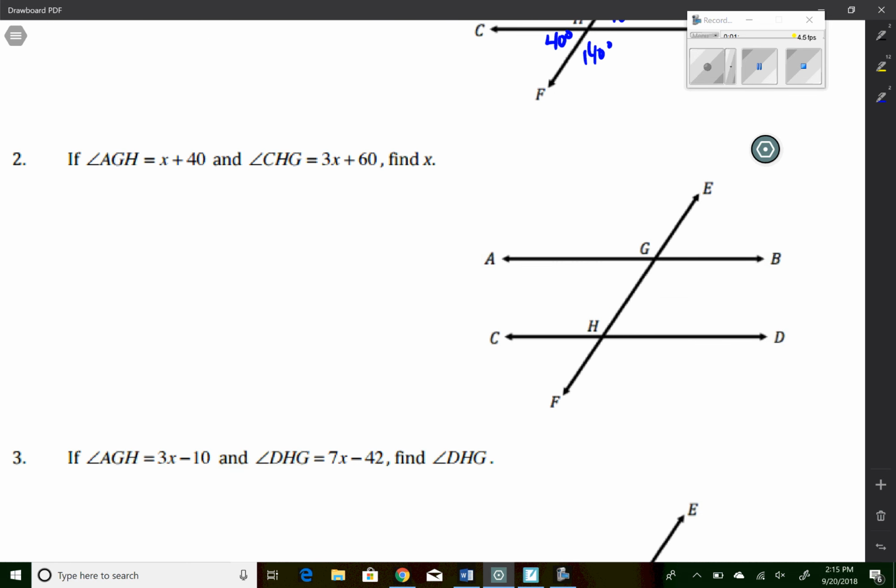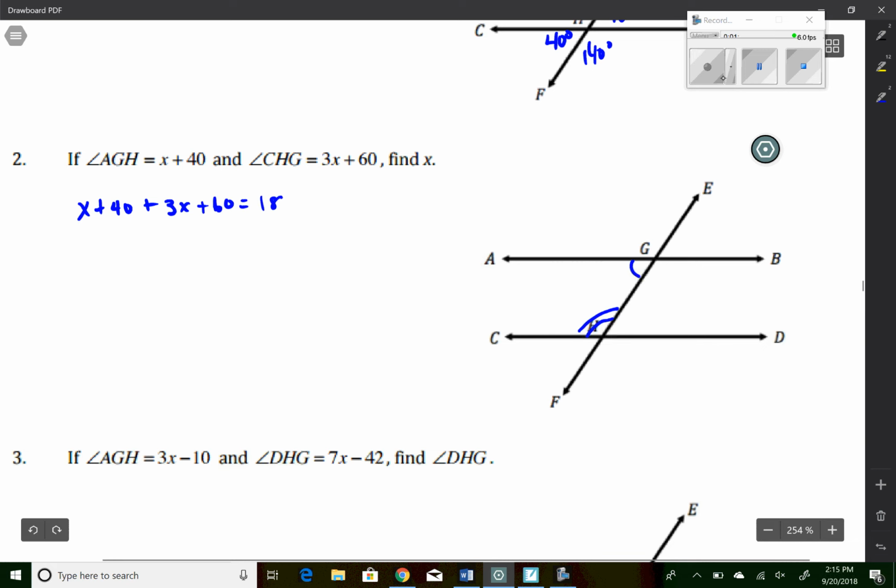So we have angle AGH here, and angle CHG here. These two angles are same side interior supplementary angles, so I know they add to 180 because they are on the same side and they are interior. Combine like terms: 4x plus 100 equals 180, minus 100, and I have 4x equals 80. Divide by 4, and I have x equals 20.